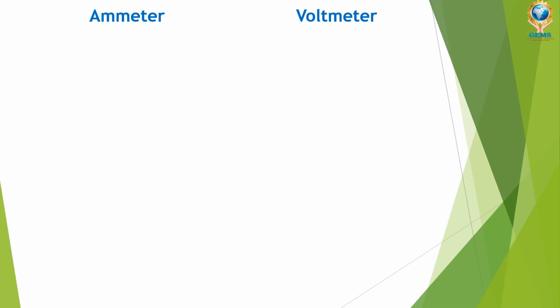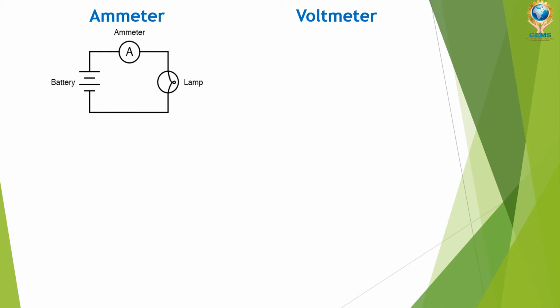Here we can see this is the circuit diagram for ammeter. This portion is ammeter. How we are going to connect this in series. I already told about series and parallel connections. Here we have connected this ammeter in series. Next, this is the voltmeter. We are going to use this meter for measuring voltage and we are connecting this meter in parallel.